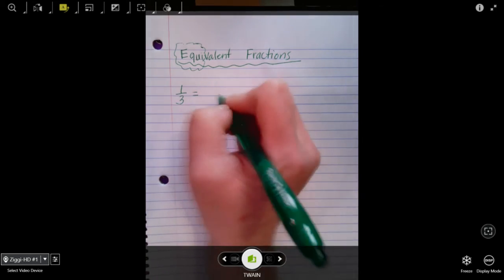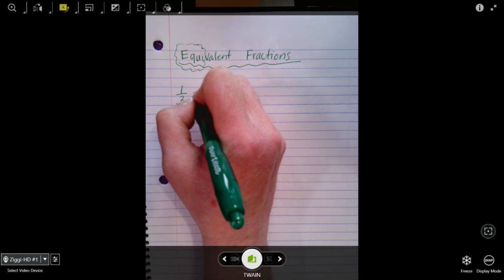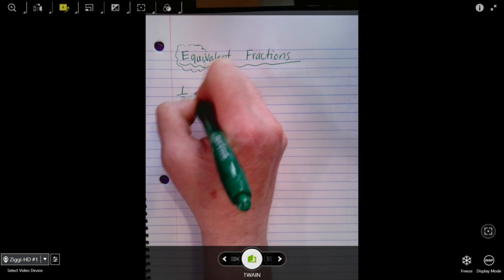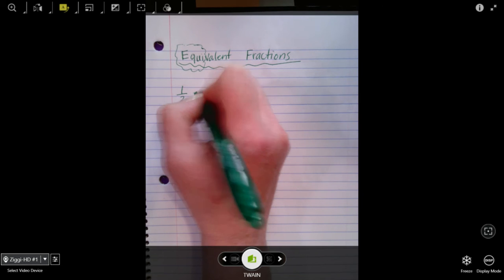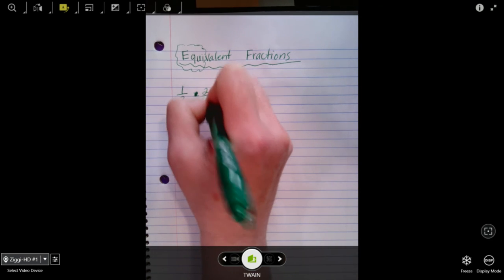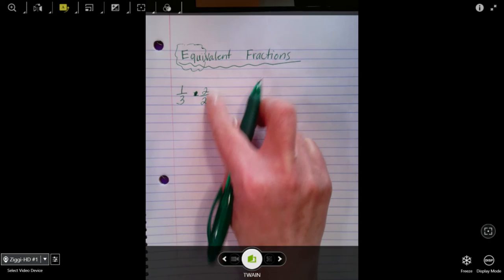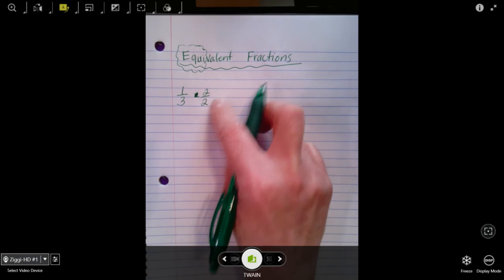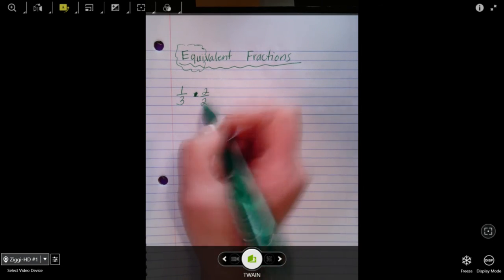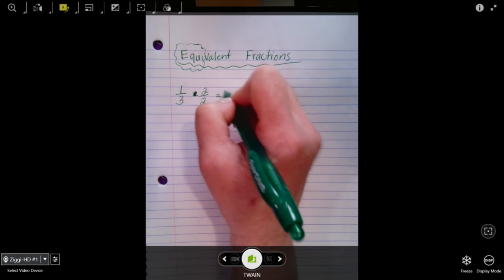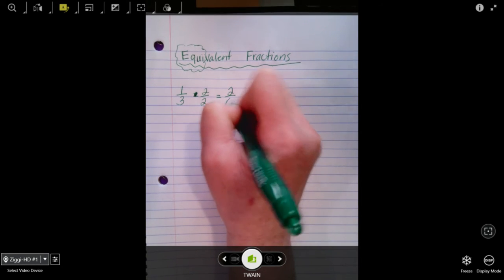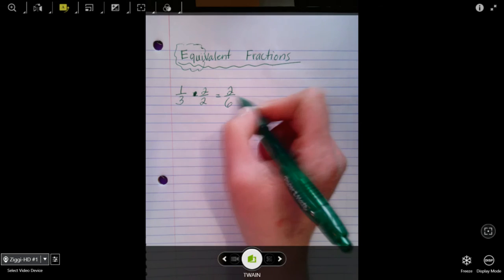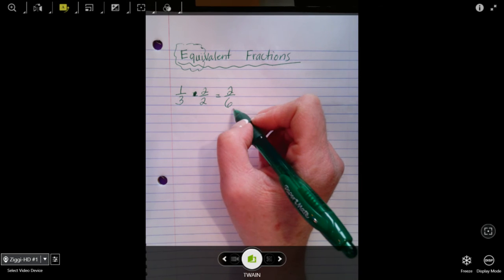So, for example, I can multiply, that's what the circle means. I'm multiplying 1/3 by 2 over 2. We know that any number over itself is the same thing as 1. So 1/3 times 2 over 2, or 1, equals 2/6. So 1/3 and 2/6 are equivalent fractions.